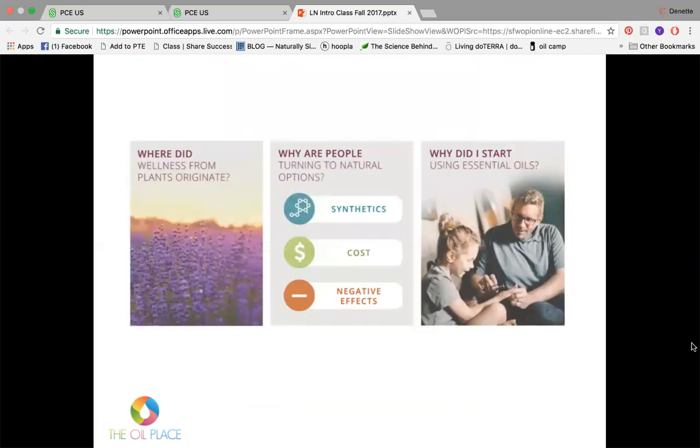So where did wellness from plants originate? People think that this is new, this new kind of hippie way, this fad that people are using to take care of their health and wellness. And actually, it's the original way that we started taking care of our bodies.